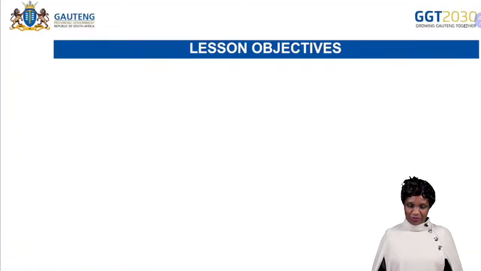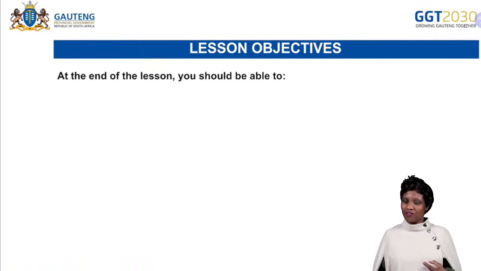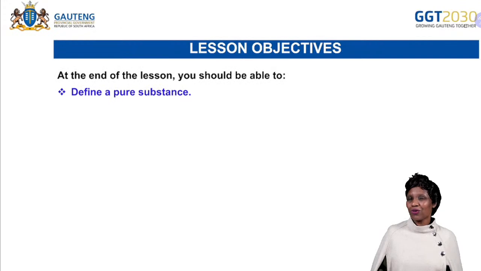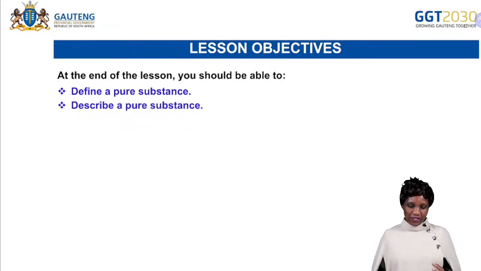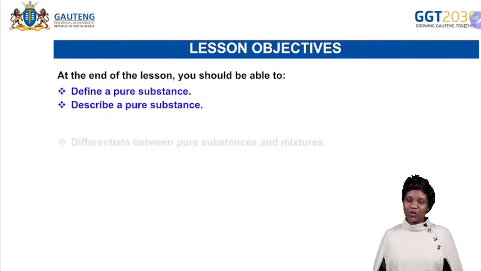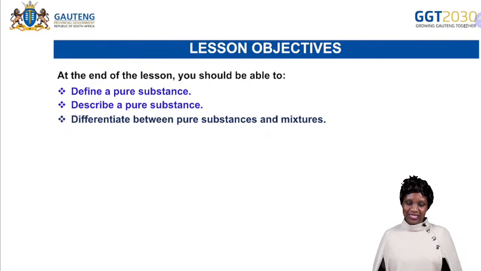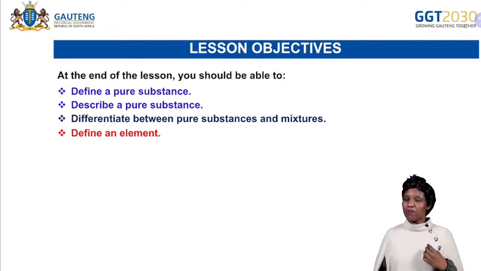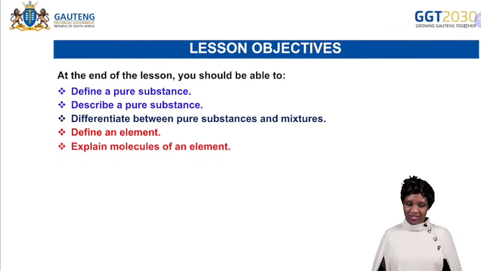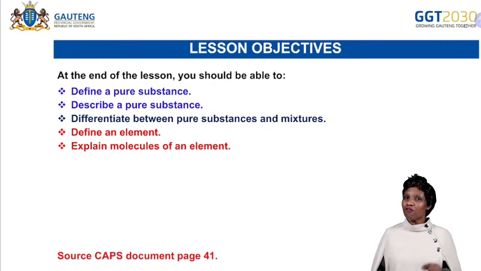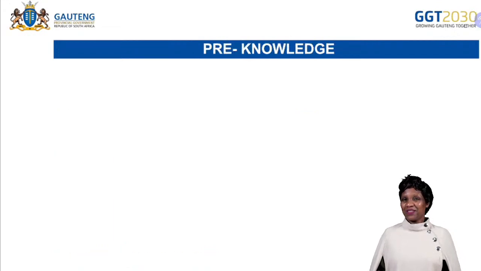Let's check our lesson objectives. Remember, we need to achieve something by the end of this lesson. What is it that we are going to achieve, grade 8? We are going to define a pure substance, describe a pure substance, differentiate between pure substances and mixtures, and define an element. We're also going to explain molecules of an element, and our source is the CAPS document, on page 41.